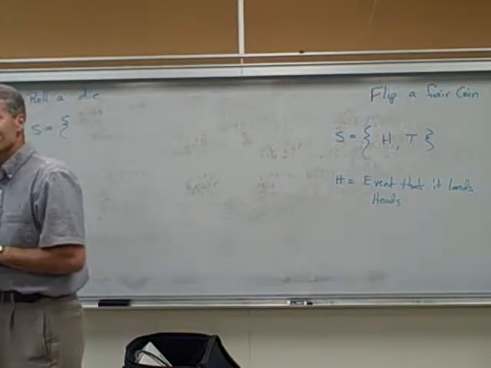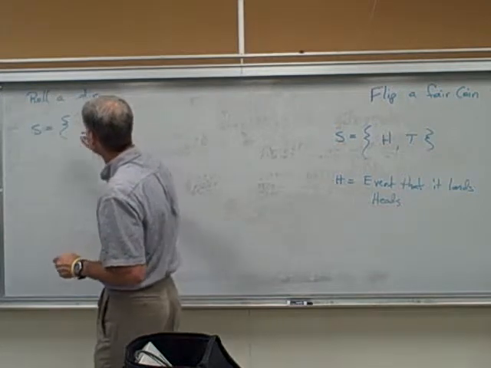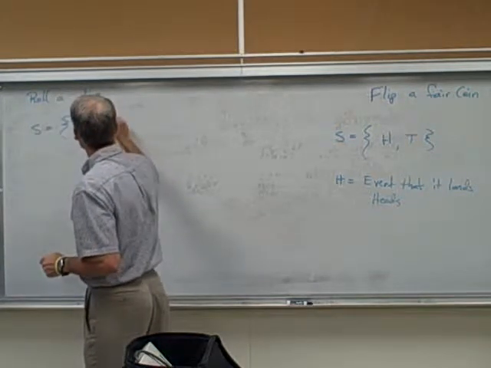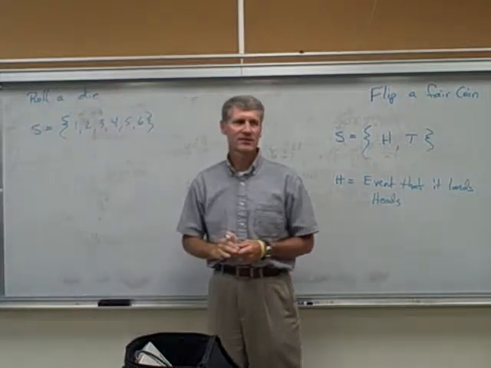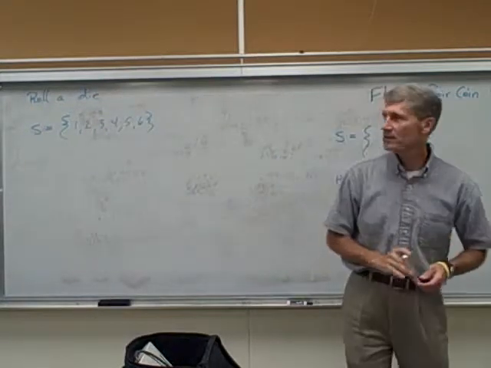Caitlin, you looked up first. What did you put? 1, 2, 3, 4, 5, 6. Very good. There's the sample space. The set of all possible outcomes.